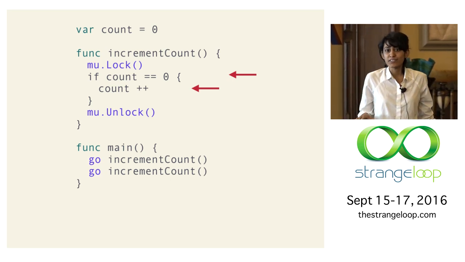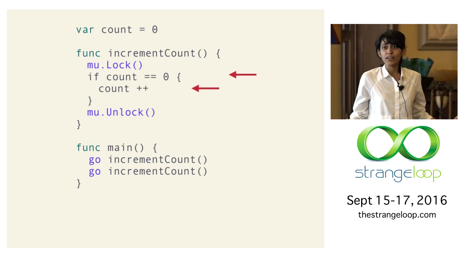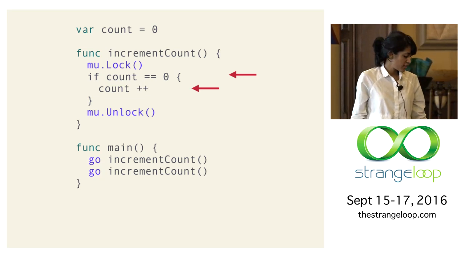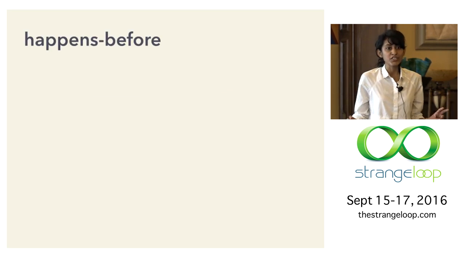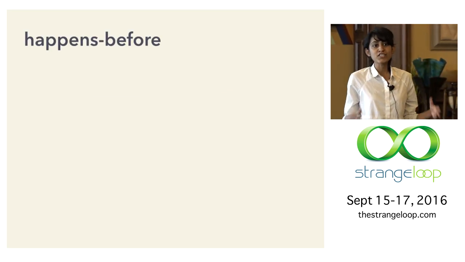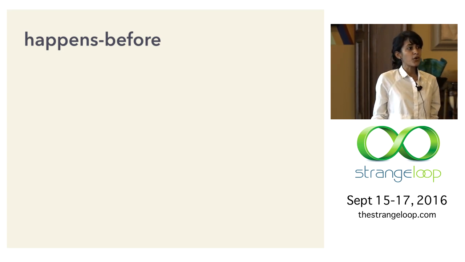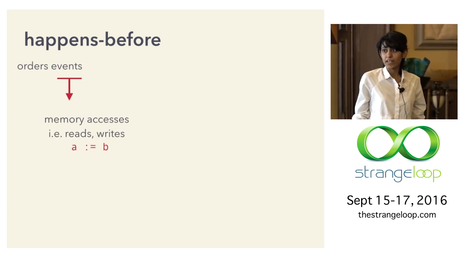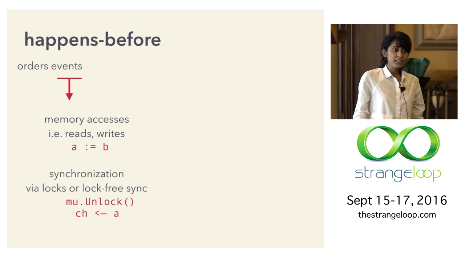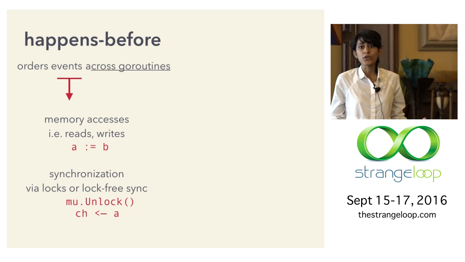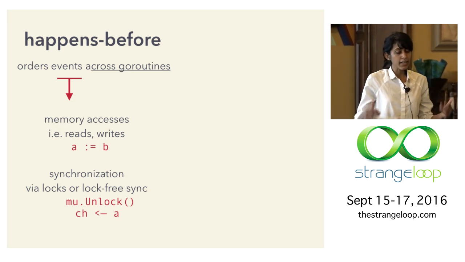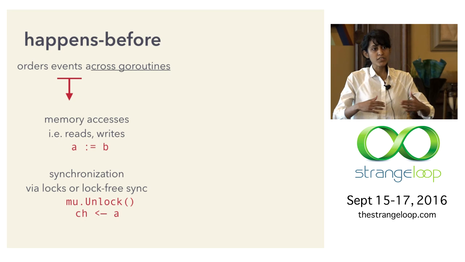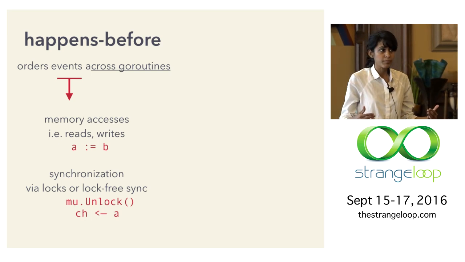Now, in the literature, our intuition about concurrency is formalized into the happens before relation. Don't let the name scare you. It's essentially the same idea. Happens before simply gives us a means to order all the events in our system, which may be memory access events, like reads and writes, or synchronization events, like locks and unlocks, across threads or across Go routines. So it allows us to look at all the events across threads, like across the entire program, and order them.